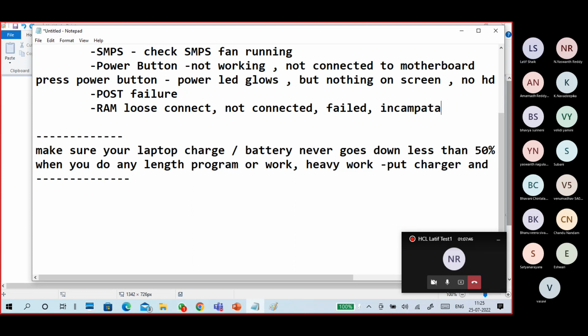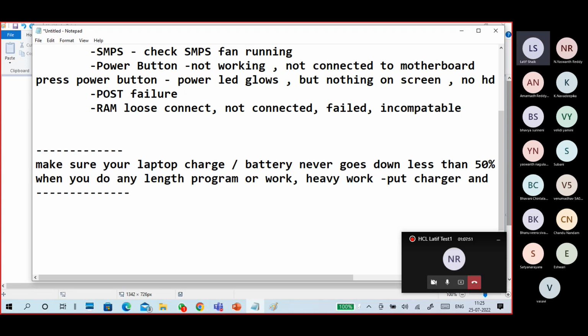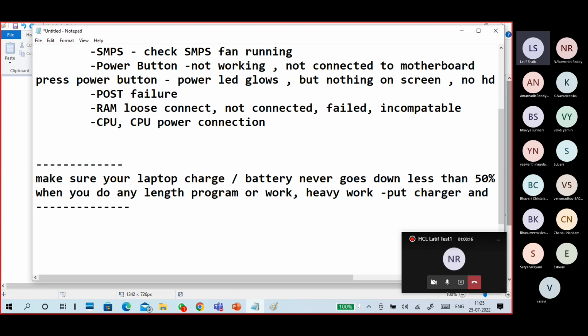Compatible. Incompatible. Post failure, RAM related issues, CPU power connection. Okay, CPU power connected related issues. Any other device failures possible, motherboard related.